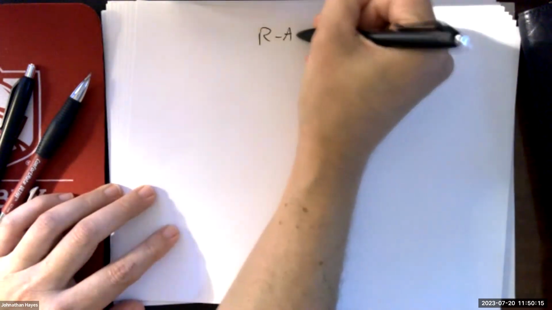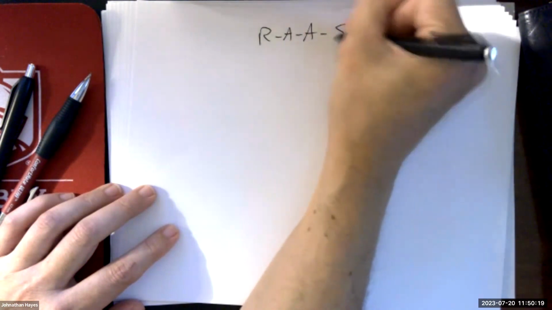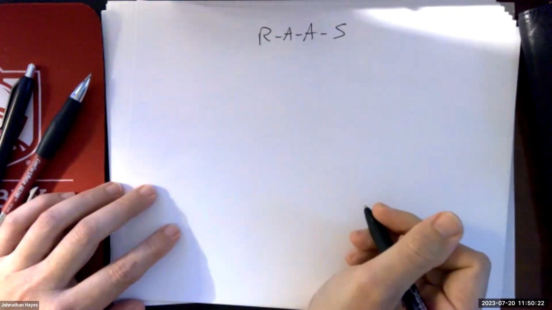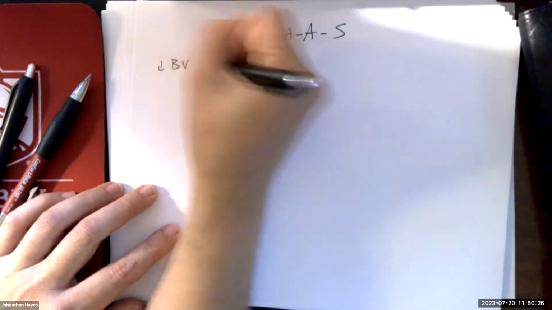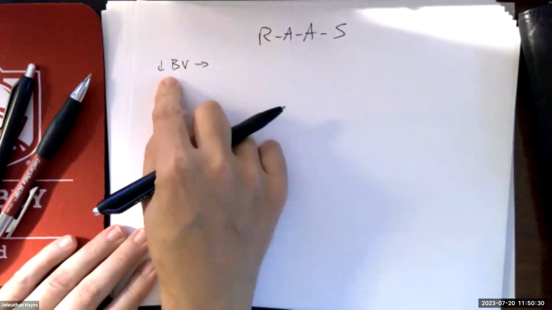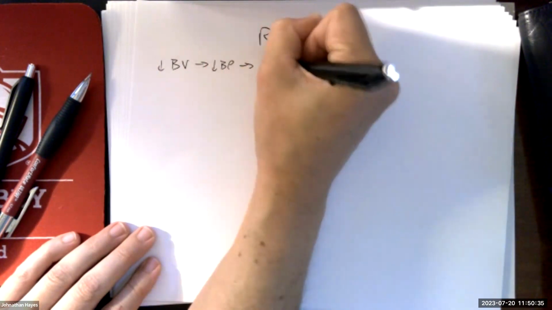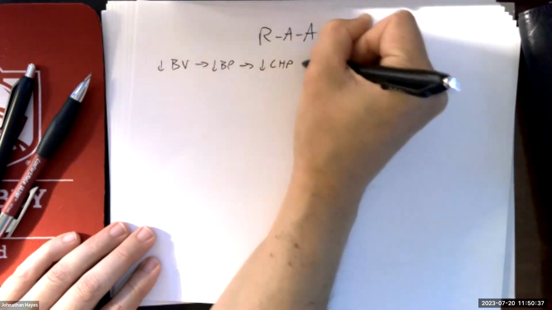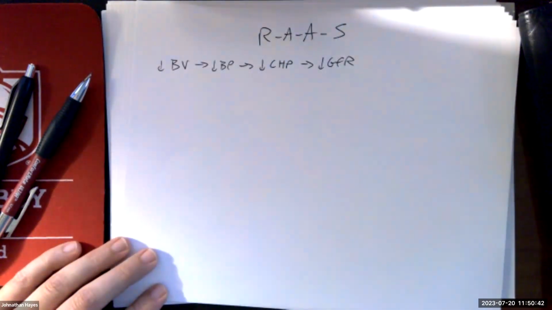I don't like having this background. But your renin-angiotensin-aldosterone pathway, or sometimes abbreviated the renin-angiotensin-aldosterone system, starts something like this. Let's say blood volume goes down. Let's just say that this is the case. Let's say blood volume went down, and that caused blood pressure to go down, and that caused CHP to go down, and that caused my GFR to go down. Then this would initiate the renin-angiotensin-aldosterone system.